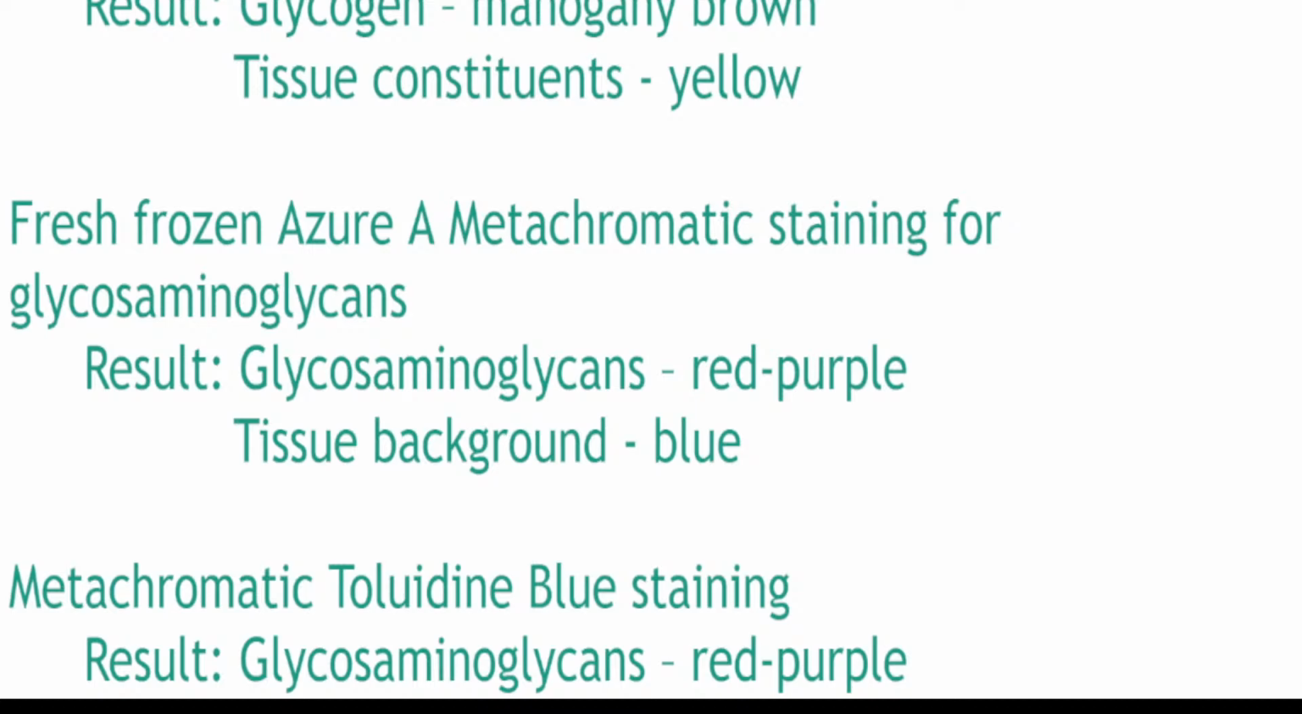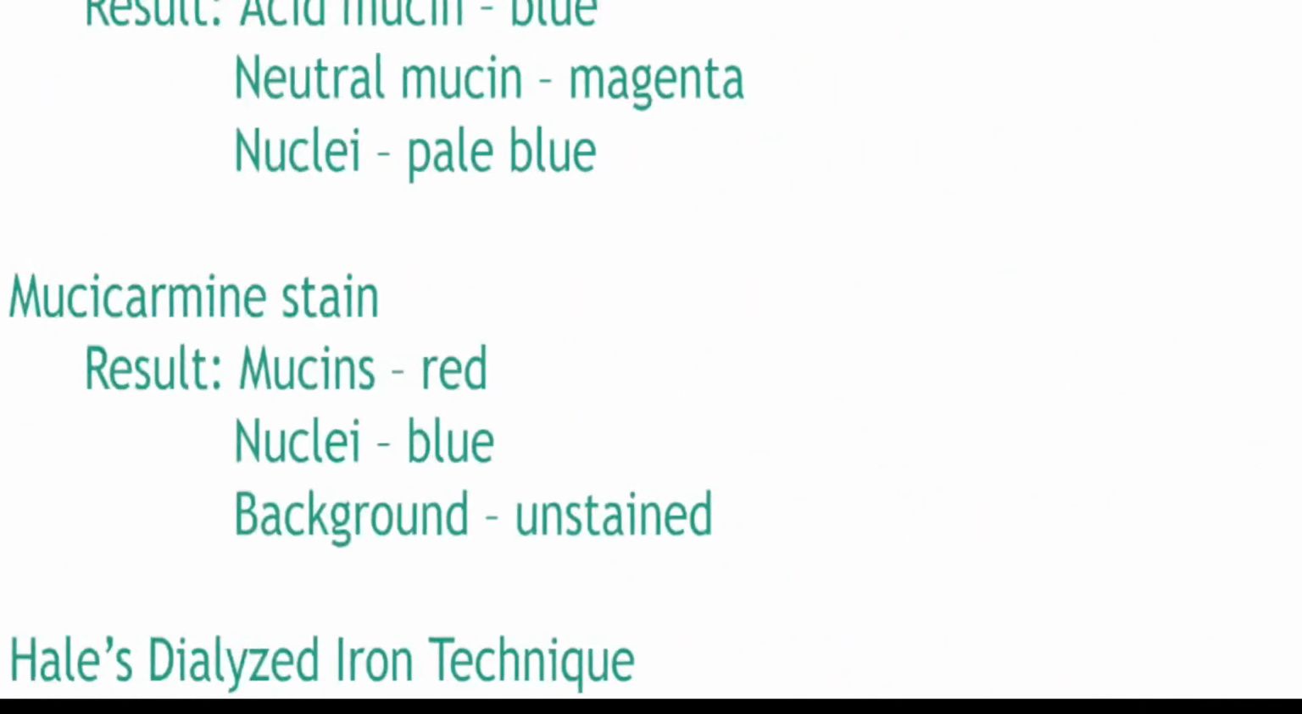Alcian blue is another one. Again, it's for glycosaminoglycans. So the combined Alcian blue PAS technique can be used to detect neutral mucin and acid mucin. Acid mucin remains blue. Neutral mucin is magenta. Nuclei remain pale blue, as with any of the other things that I mentioned.